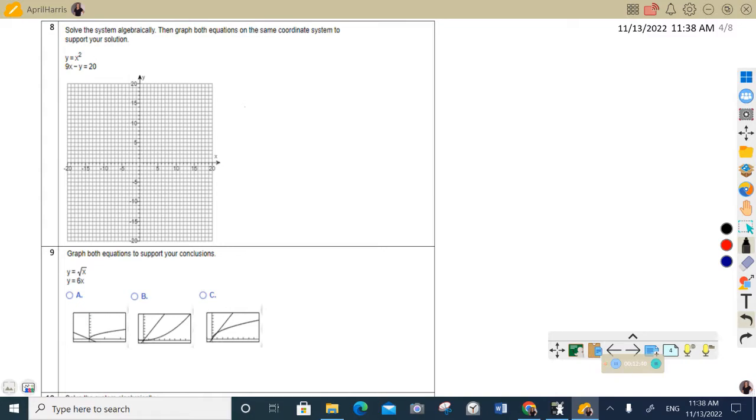Okay, question 8 says solve the system algebraically, then graph both equations on the same coordinate system to support your solution. So algebraically means elimination or substitution. Well, I'm going to use substitution because I know what y equals, x squared, and I'm going to plug that into the second equation where there was a y.